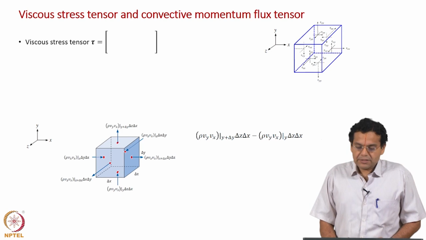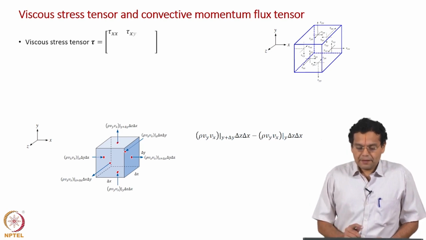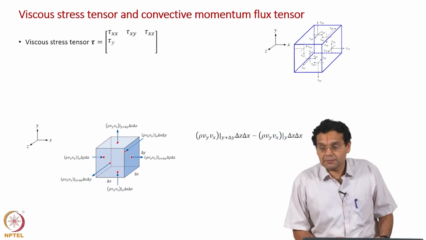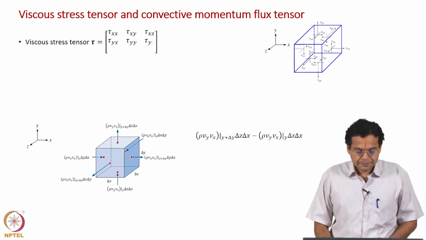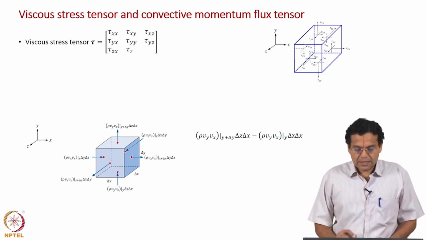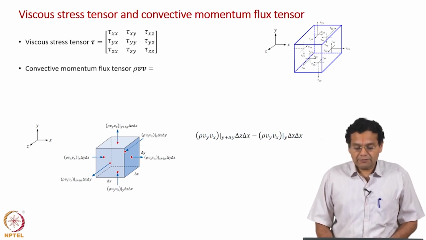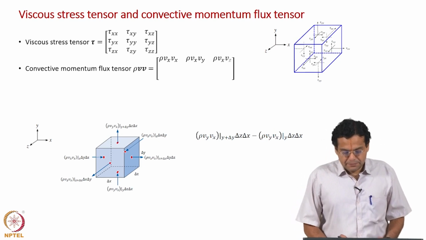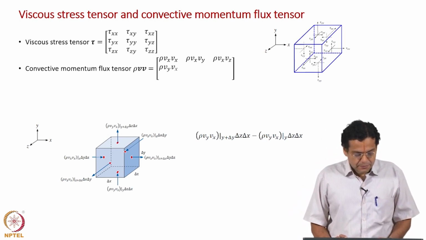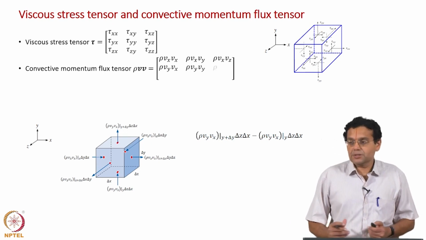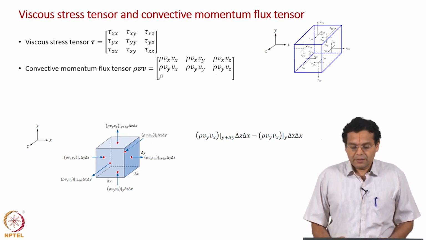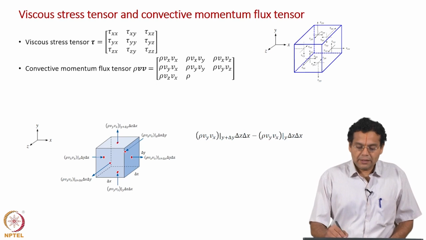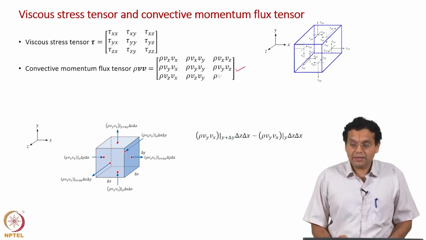The viscous stress tensor, as we have written earlier, is represented by these 9 components, same as seen in the previous slide, and the convective momentum flux tensor is given by these 9 components. We will now compare these two tensors. We will also understand why this matrix represents the convective momentum flux tensor.